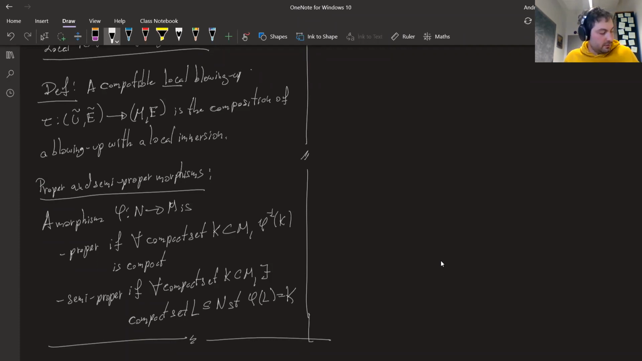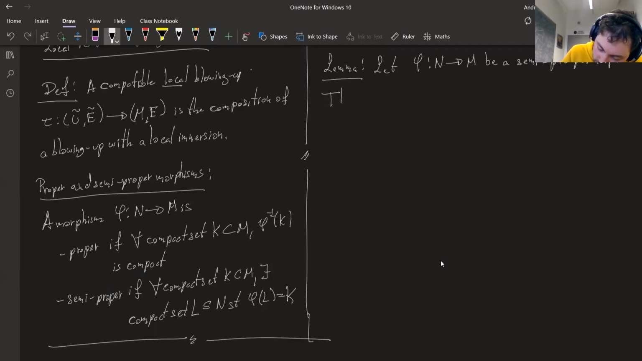So actually, I won't get to the statement, but the result that I would like to just give and then discuss in the last part of the talk is the following lemma: let phi from N to M be a semi-proper morphism, there exists a generic submersion.